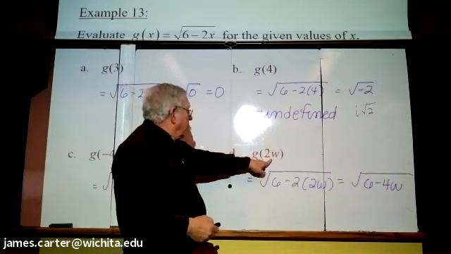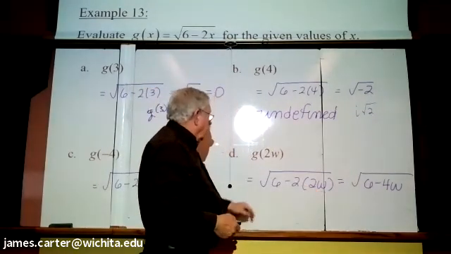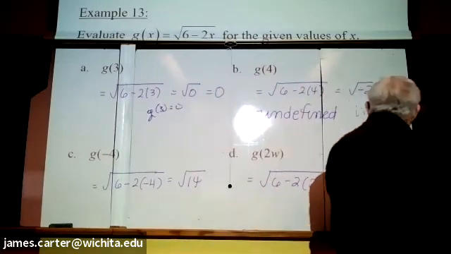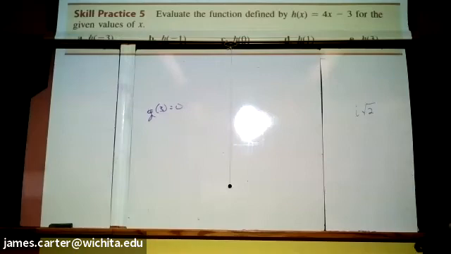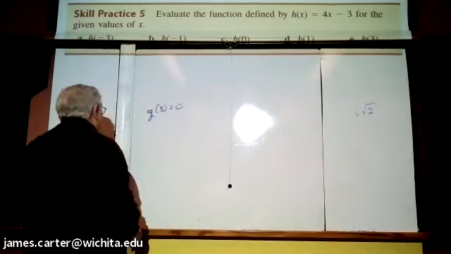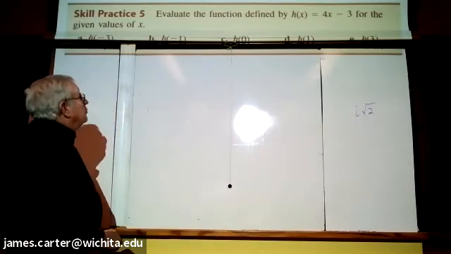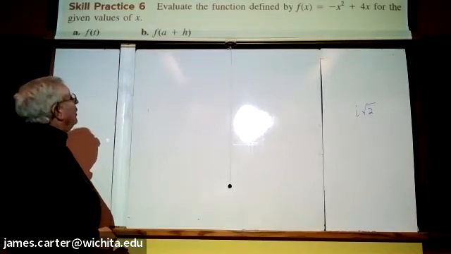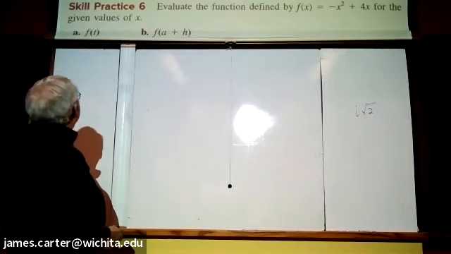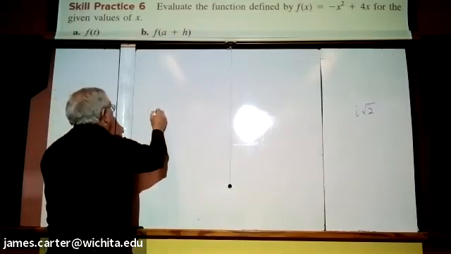Okay, g of 2w. So we replace that x with 2w. Okay, so we distribute this and we get the 6 minus 4w, and that's as far as we can take this unless we know an actual value of w. We're going to skip through this slide. I will go ahead and do this one. F of t for the equation up there.